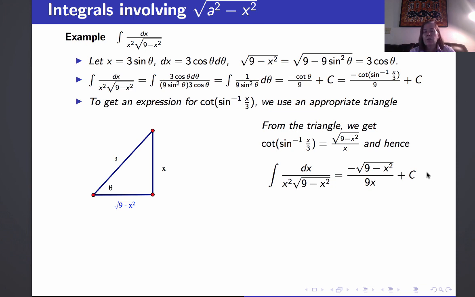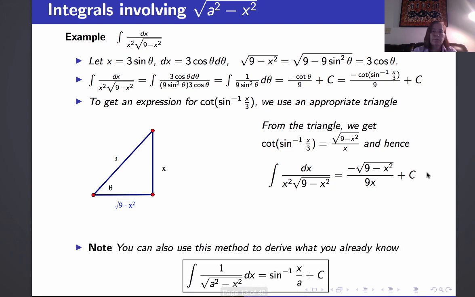Now this calculation was much shorter than the previous calculation. You can see sometimes the calculations involve quite hefty trigonometric integrals, and sometimes they're much shorter. You can also use this method to derive something you already know, that the integral of 1 over the square root of a squared minus x squared dx is sine inverse x over a plus c. And that's something you could derive using a substitution and your formula for the derivative of sine inverse.